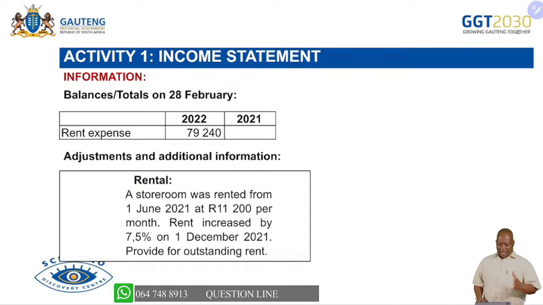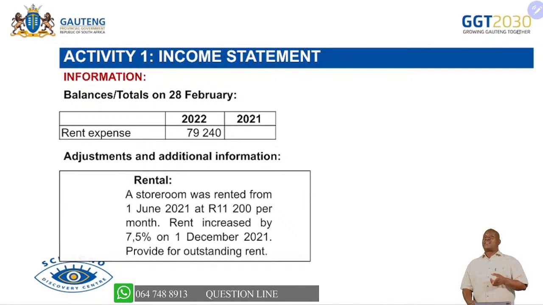On adjustment and additional information, it says, a storeroom was rented from June 2021 at 11,200 per month. Rent increased by 7.5% on 1 December 2021. Provide for the outstanding rent. Now, it's very easy for us to calculate this rent for the whole year. Why? Because remember, this was not rented out.